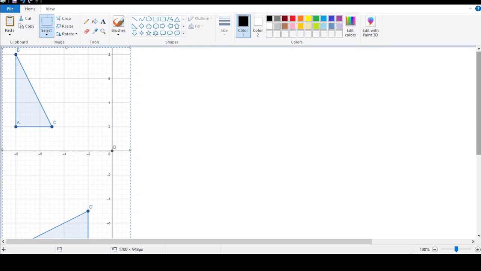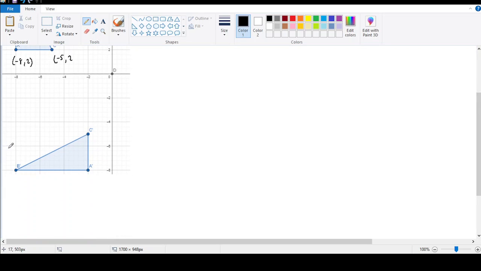So our object was again the same points. Then put those values there, and they were -8 and 2, -5 and 2, -8 and 8. And so when we worked it out, we ended up with -8 and -8. For C it was -2 and -5, and for A prime, I mean these are all prime, sorry about that, which was -2 and -8.